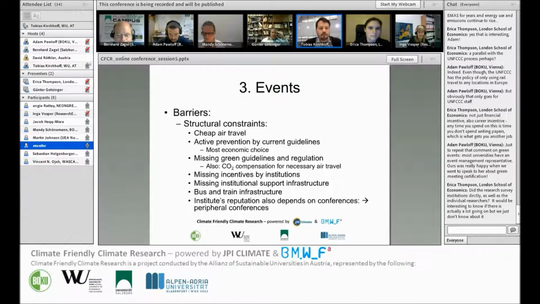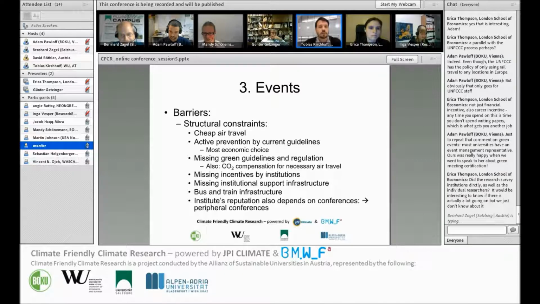Another point, with regard to the research infrastructure, is that incentives by institutions are missing. Researchers are not incentivized to take the train or not take the plane. Also, there is again a missing institutional support infrastructure for people who seek alternatives. The booking of travel trips is mostly done by the researchers themselves, and they often do not know who to go to, who to speak to when they want to find an alternative to flight connections.